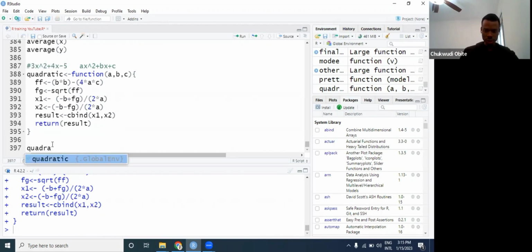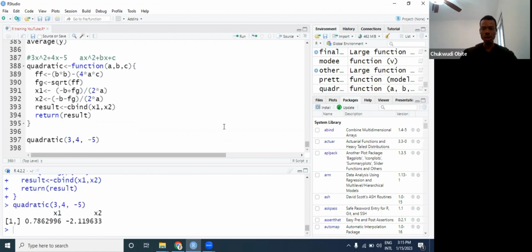Quadratic. So it will ask me, if you look at this, what popped up, it will ask what A is, what B is, what C is. So I can write A is equal to 3, or I can decide not to write A equal to, I just write only the numbers. So what I mean is I can just write 3. So I'm using what we have in line 387. So I can just write it as 3, 4, and minus 5. So arrow will know that the first one is for A, second one is for B, the last one is for C. So when I run it, arrow gives me X1, arrow gives me X2.